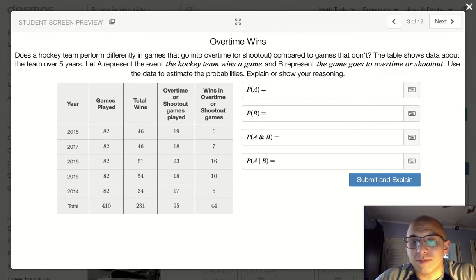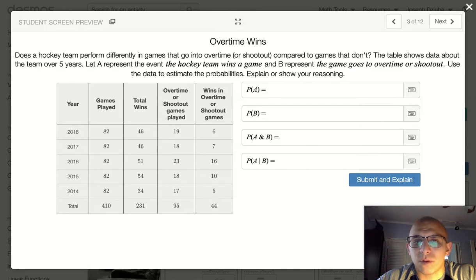So as we can see here, we have some data regarding a hockey team. And we want to know, does a hockey team perform differently in games that go into overtime or shootout compared to games that don't? The table shows data about the team over 5 years. Let A represent the event the hockey team wins a game, and B represent the game goes to overtime or shootout. Use the data to estimate the probabilities and explain your reasoning.